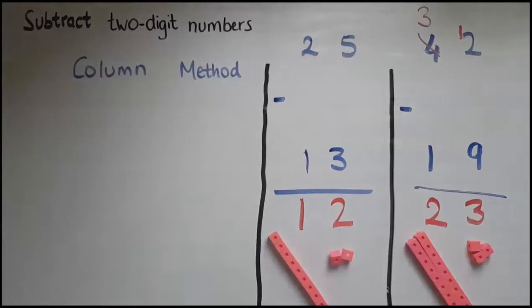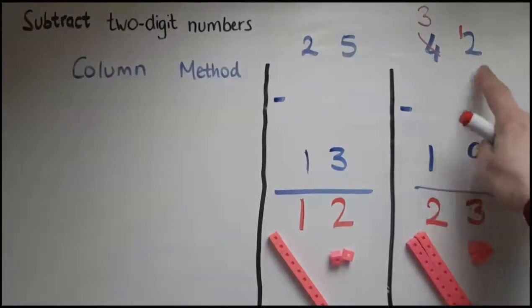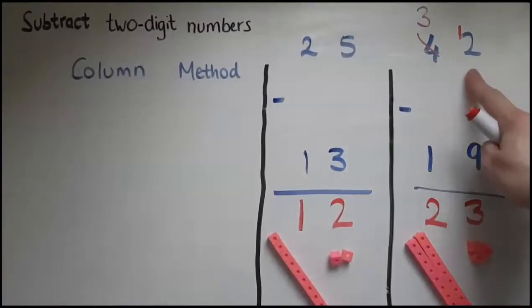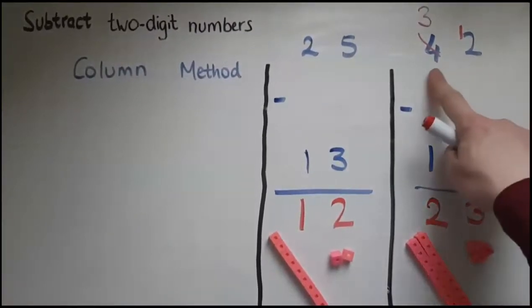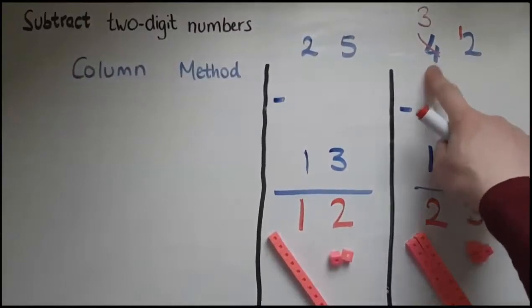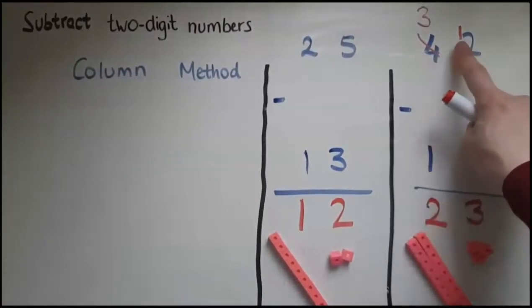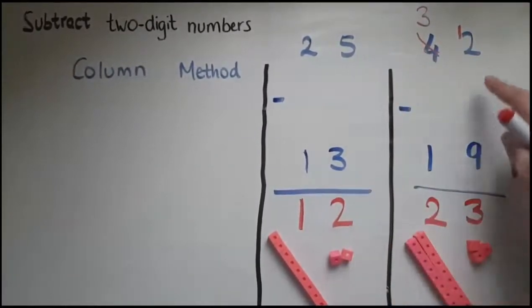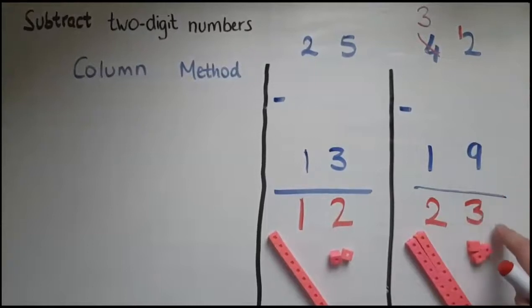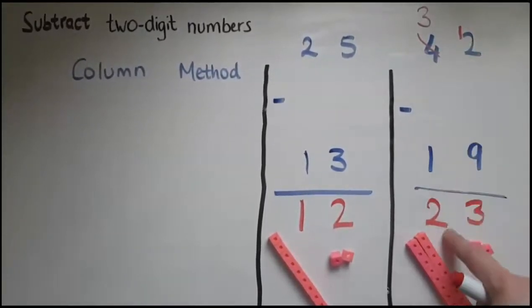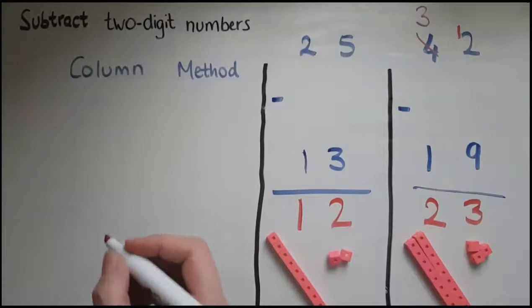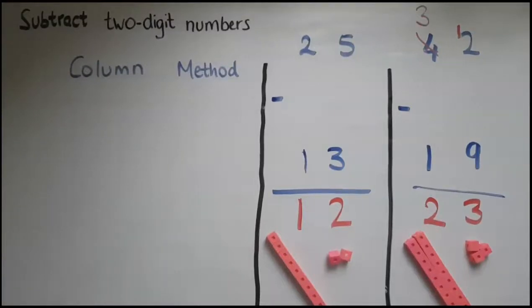So let's recap what I did there. I had 42 take away 19. I tried to take away 9 from the 2, but there wasn't enough, so I borrowed 1 lot of 10 from the 4, so that became 12, and the 4 became a 3. So 12 now take away 9 gave me 3, 3 take away 1 gave me 2. So this is how you use the column method to subtract. I'll look at 2 more examples to illustrate.